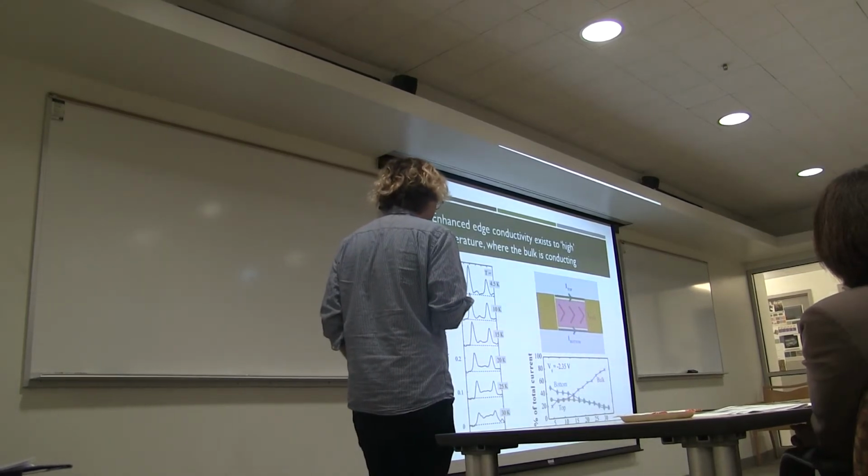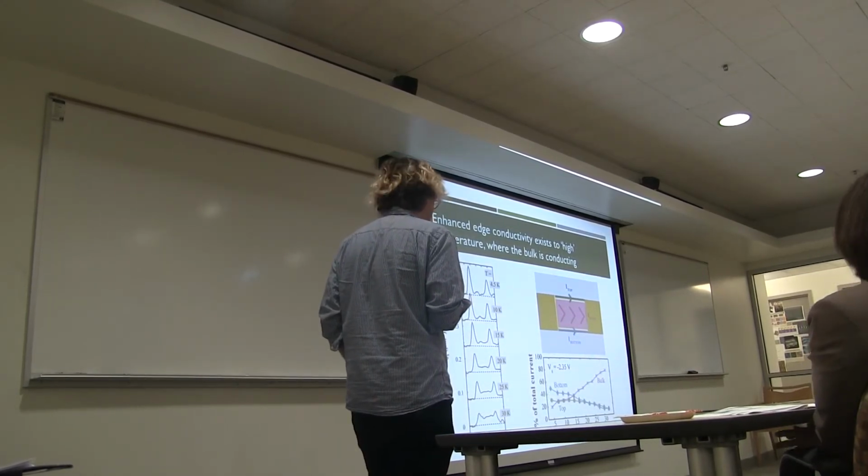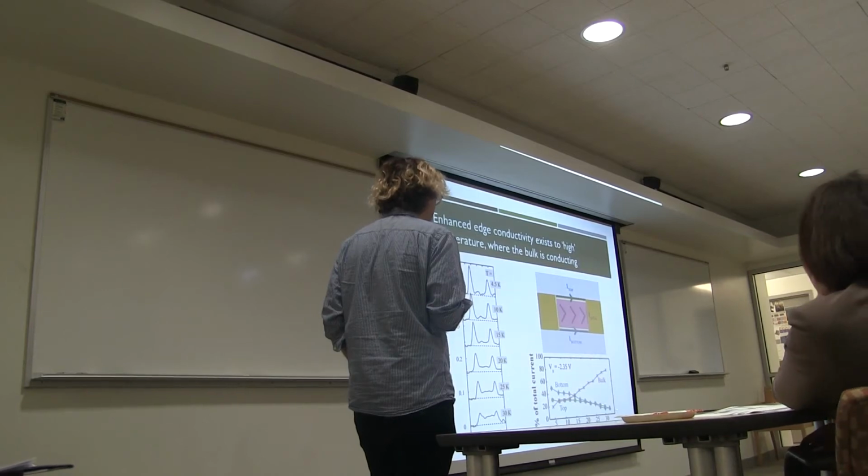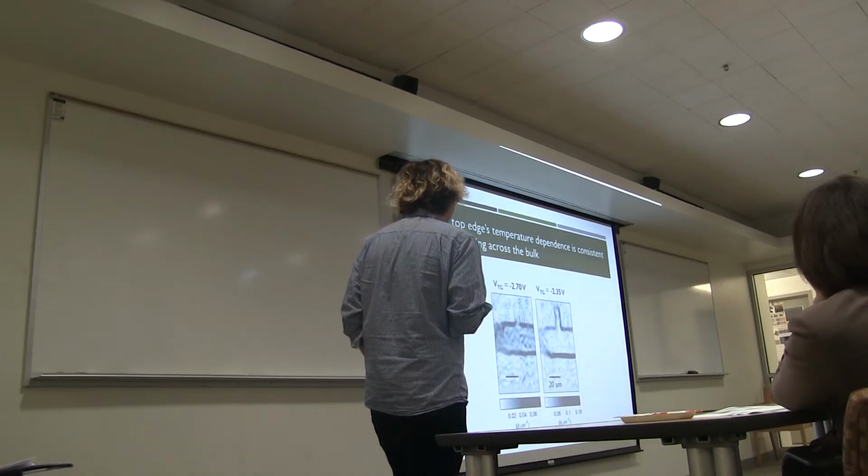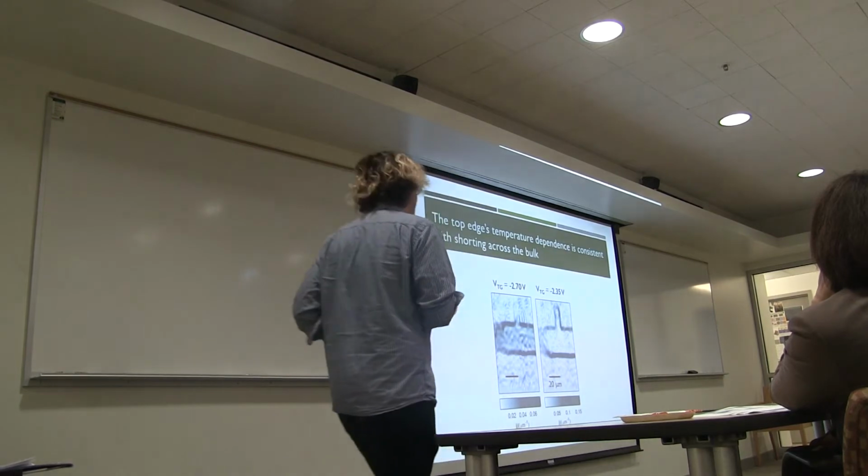The top and bottom edges carry less and less current as we go to higher temperatures. The other feature is that the bottom carries twice as much as the top at low temperatures, but they equalize at higher temperatures. And that feature has to do with the geometry of our sample.